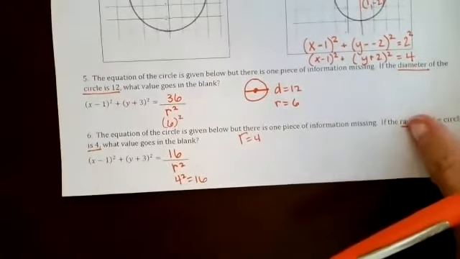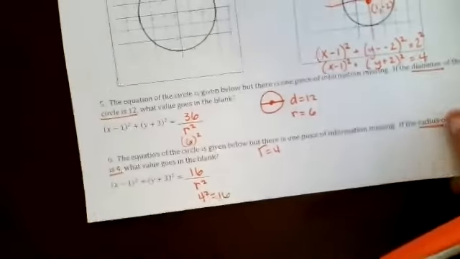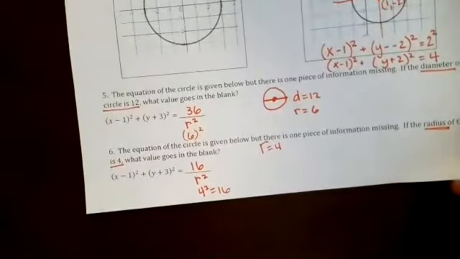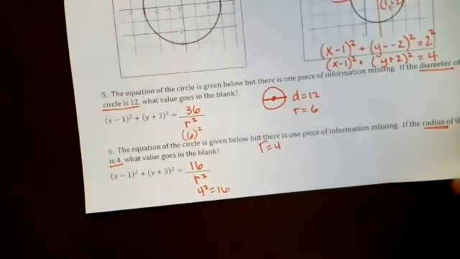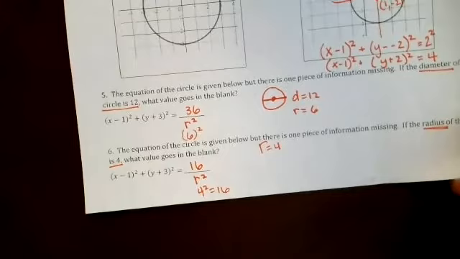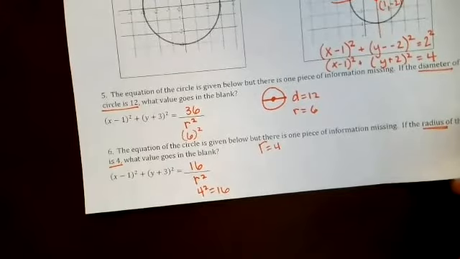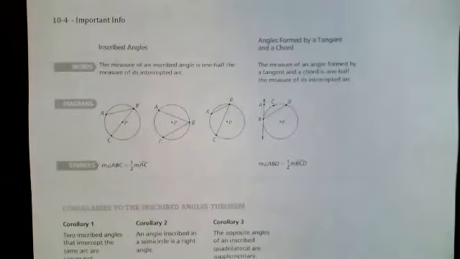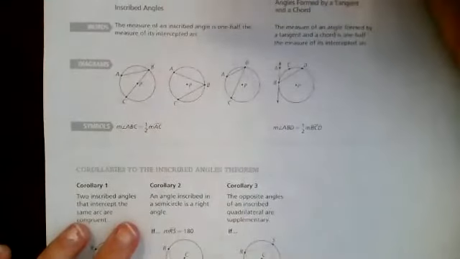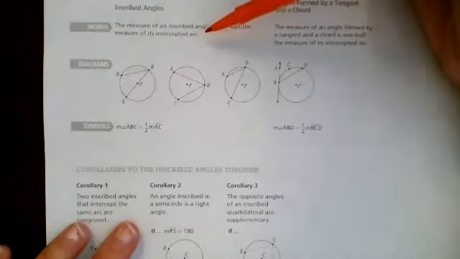Okay. The next section that you guys covered is 10.4. So we'll go over that next. Okay, we have important information at the top showing the formulas that we need. We have the measure of an inscribed angle is 1/2 the measure of its intercepted arc.